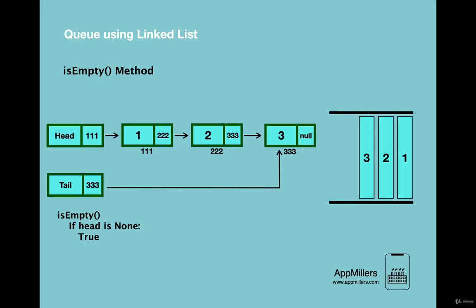Now, before continuing to the next method, I just want to mention that in case of a linked list, we don't have the isFull method, because here we don't set any capacity for the linked list. That's why the isFull method is not applicable over here.